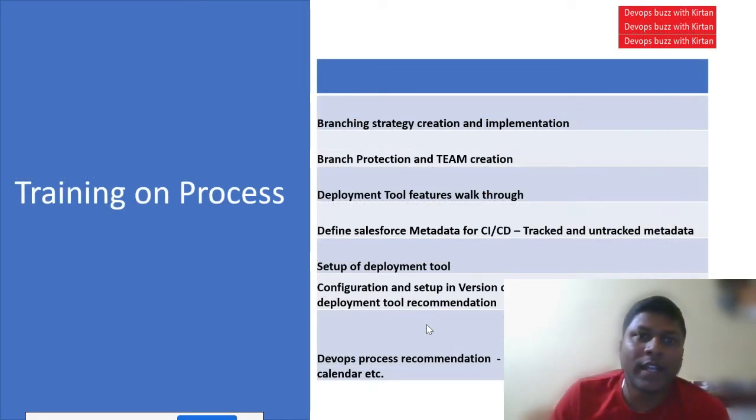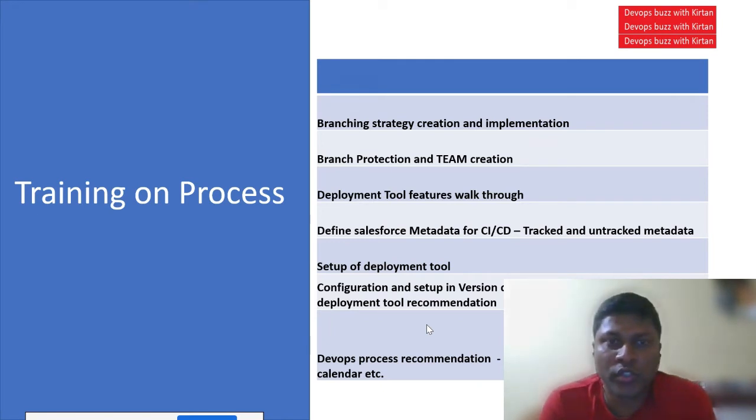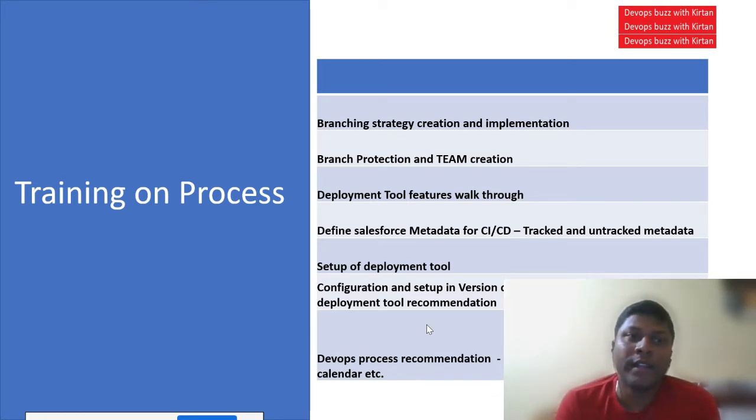Next, training on the process. The process always takes the vital role. We need to define what branching strategy we want to implement in our project. So branching strategy creation and implementation, and then we need to protect our branch. An unauthorized developer should not do any transaction or commit on the branch. So we need to create the branch protection and provide access to the developers.